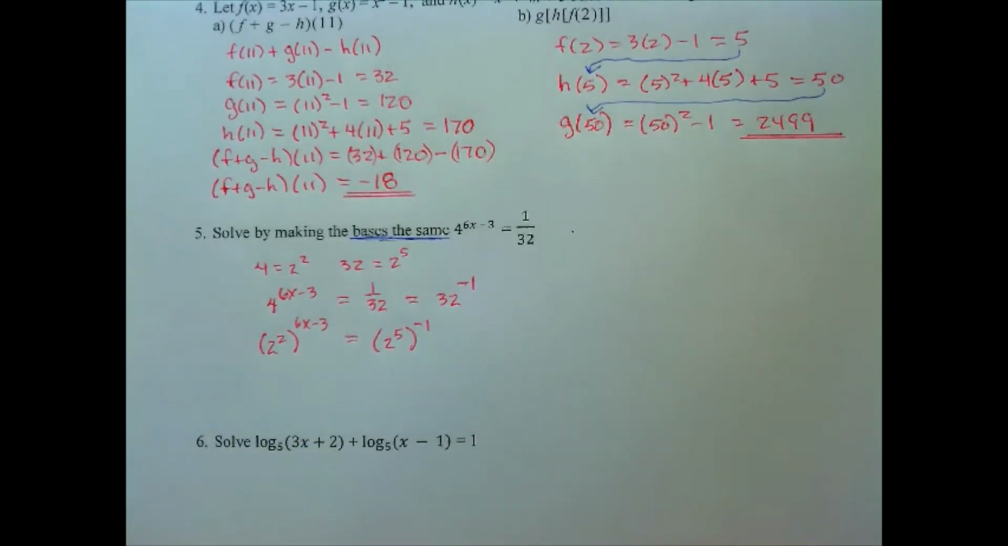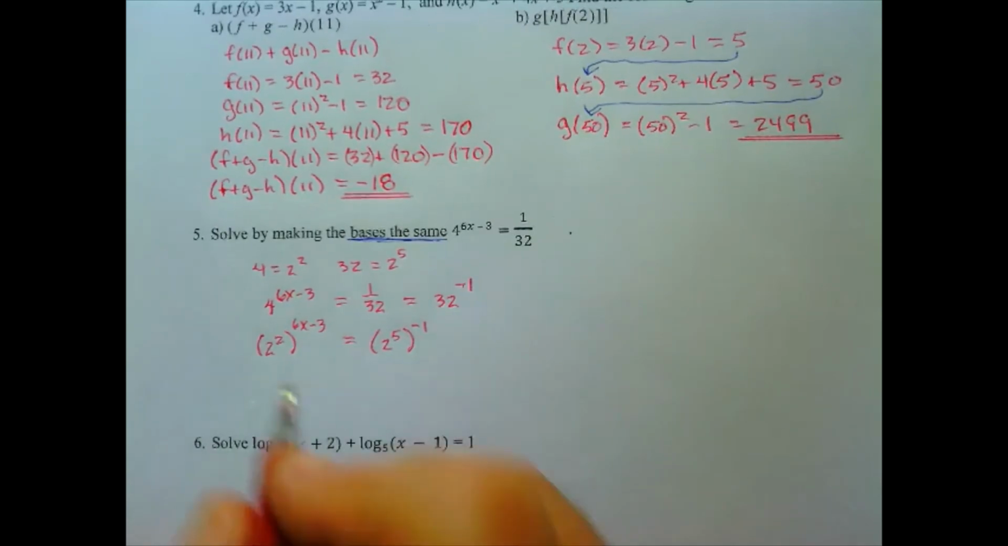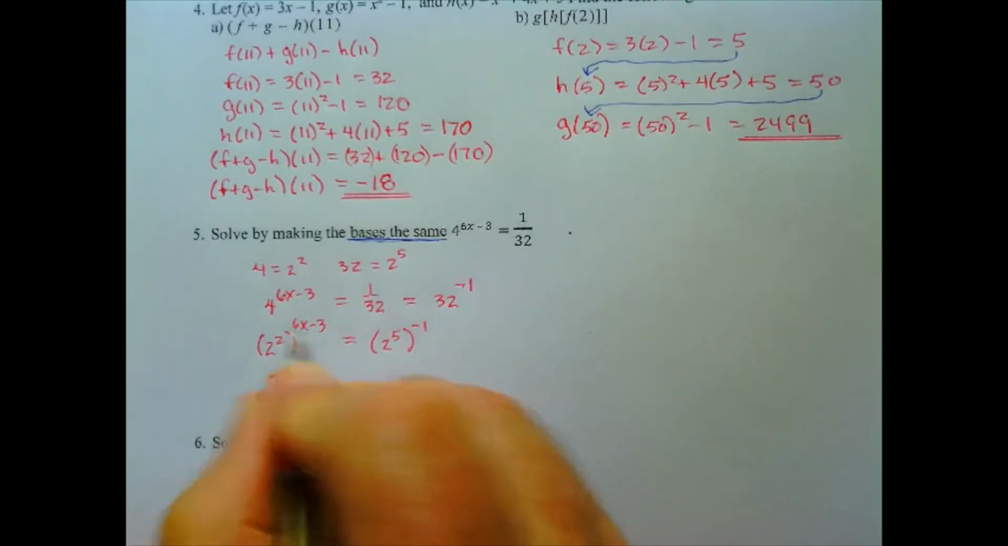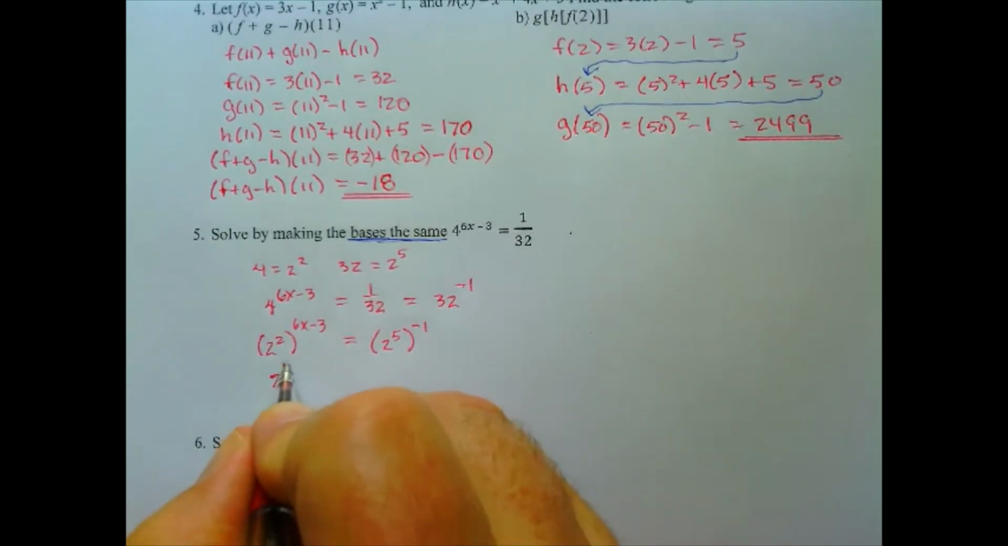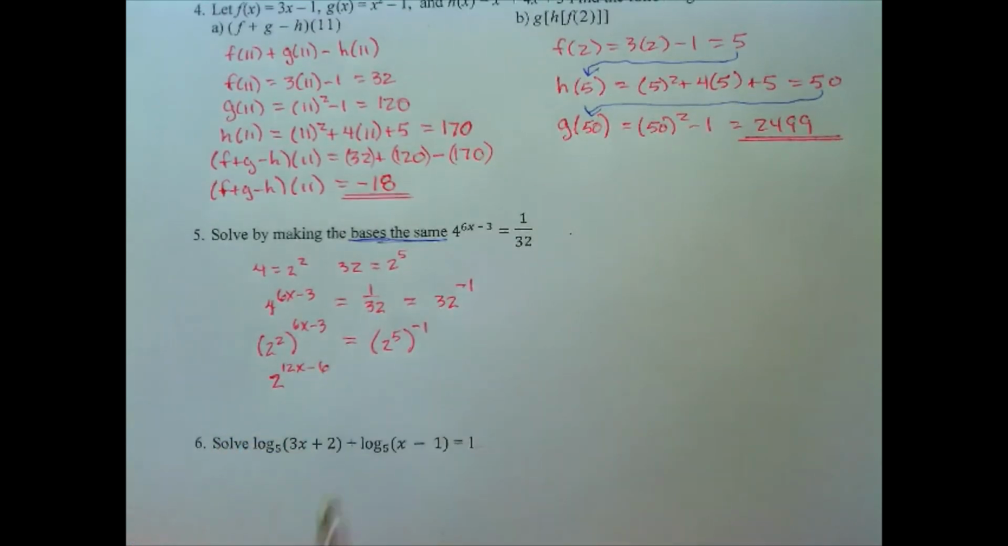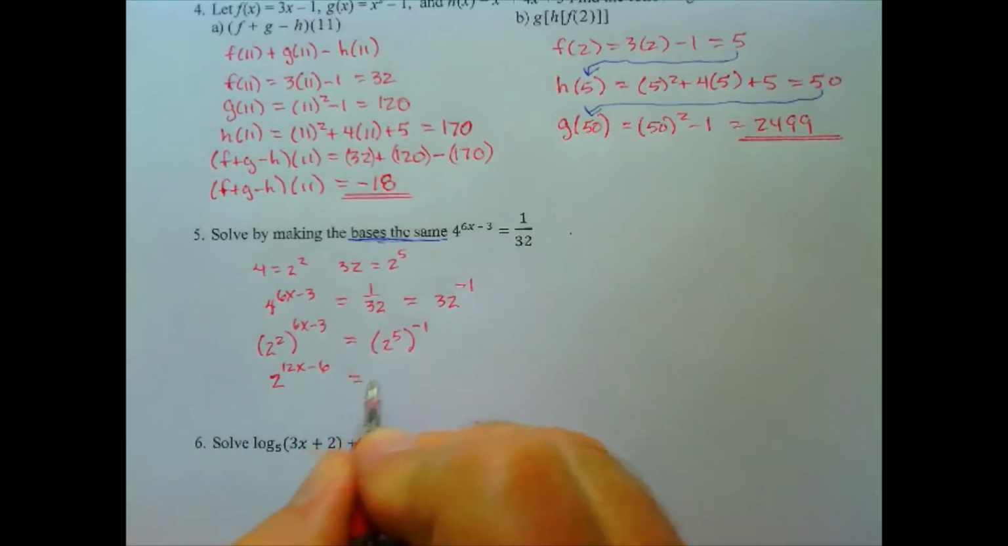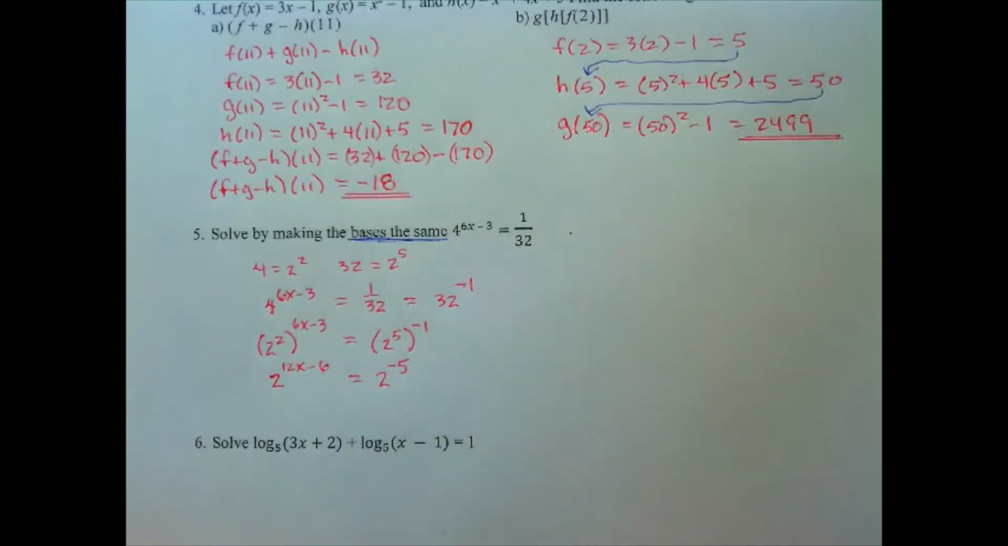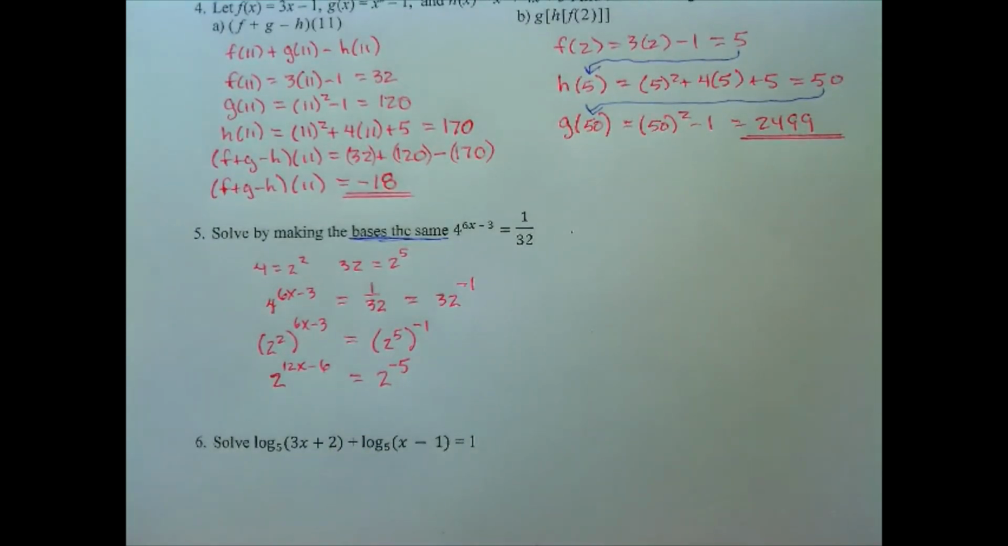Now, anytime you have an exponent in parentheses and another exponent, the rule is multiply. So this will become 2 to the 12x subtract 6, and over on this side, you'll have 2 to the negative 5. And so now I have written the original problem with the same base, base 2.